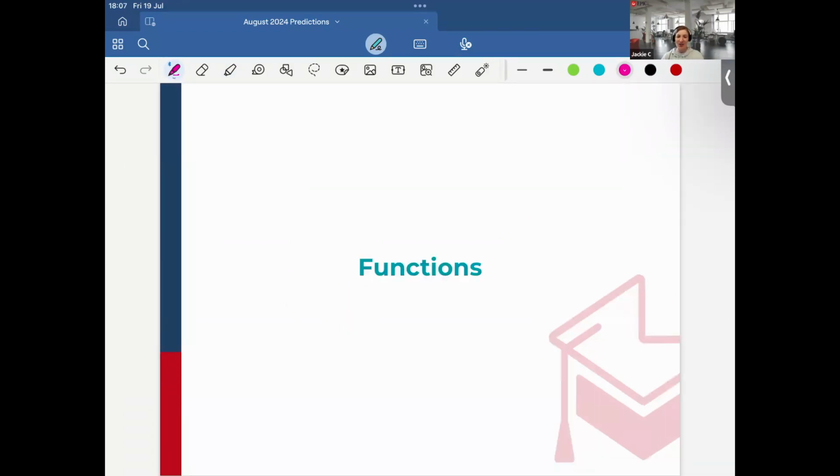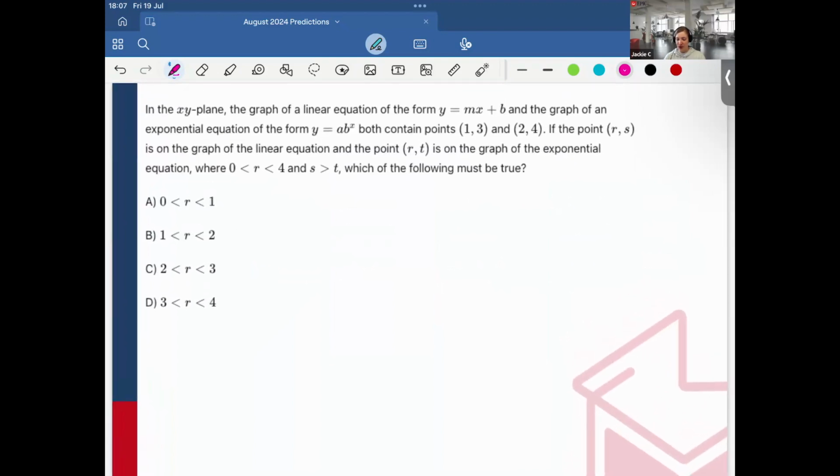Okay, so next up on our agenda that I think everyone should be familiar with are functions. So let's look at a couple of difficult functions. Here I have in the xy plane the graph of a linear equation of the form y equals mx plus b and the graph of an exponential equation y equals ab to the x power. Both contain points (1, 3) and (2, 4). If the point (r, s) is on the graph of the linear equation and the point (r, t) is on the graph of the exponential equation, where 0 is less than r is less than 4, and s is greater than t, which of the following must be true?